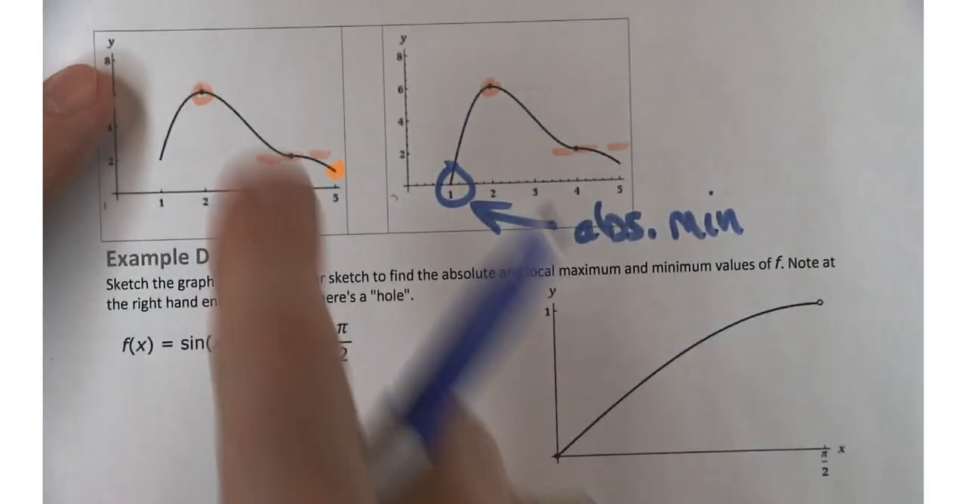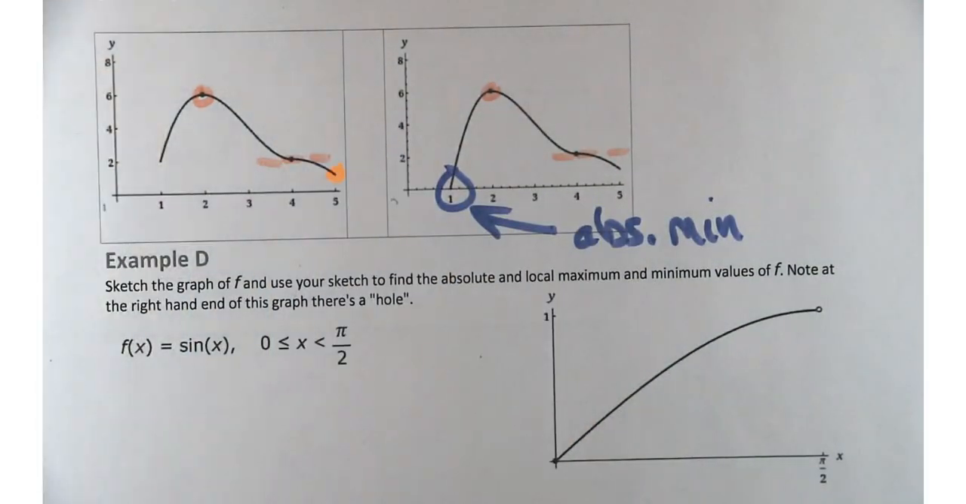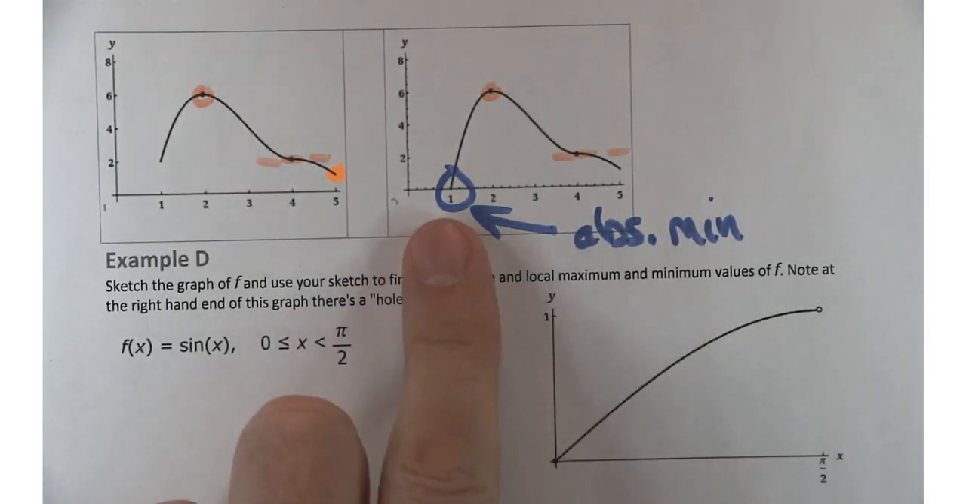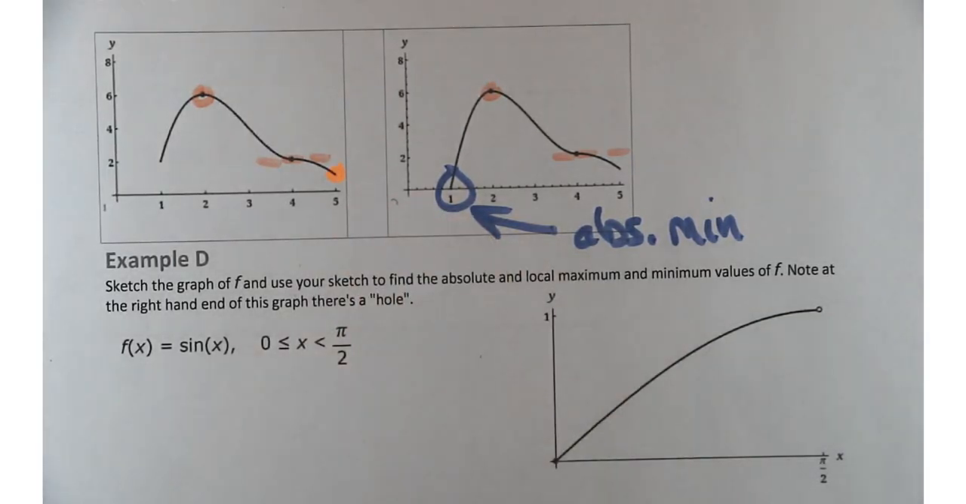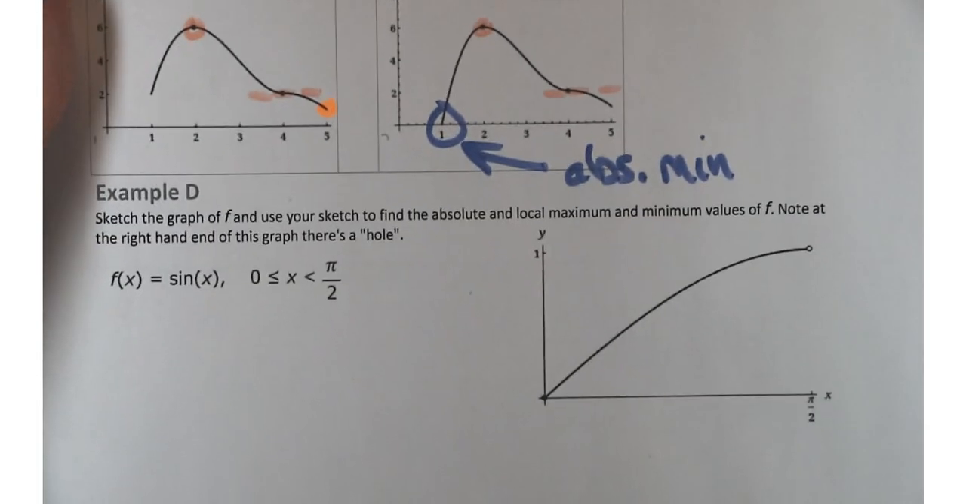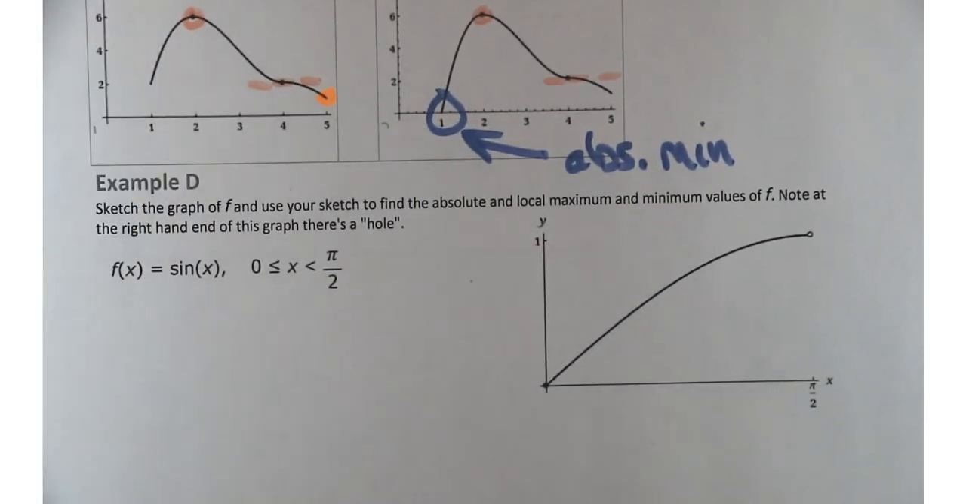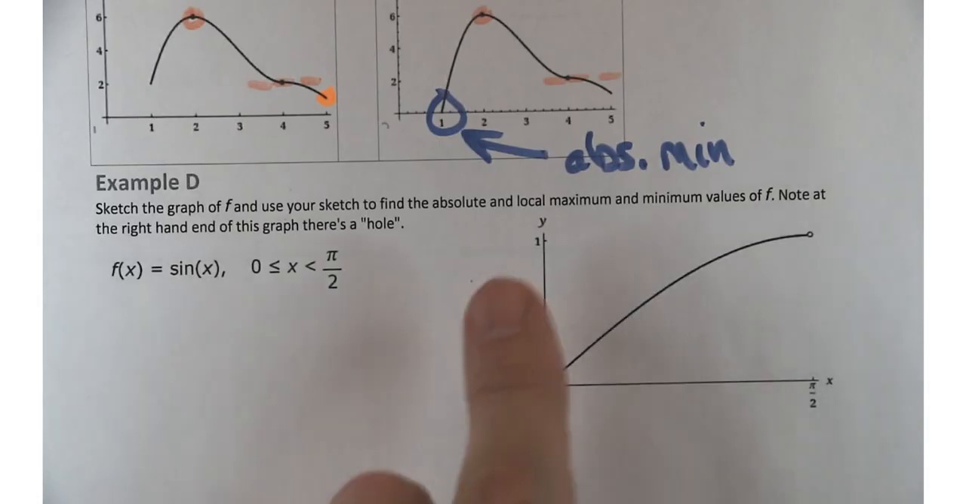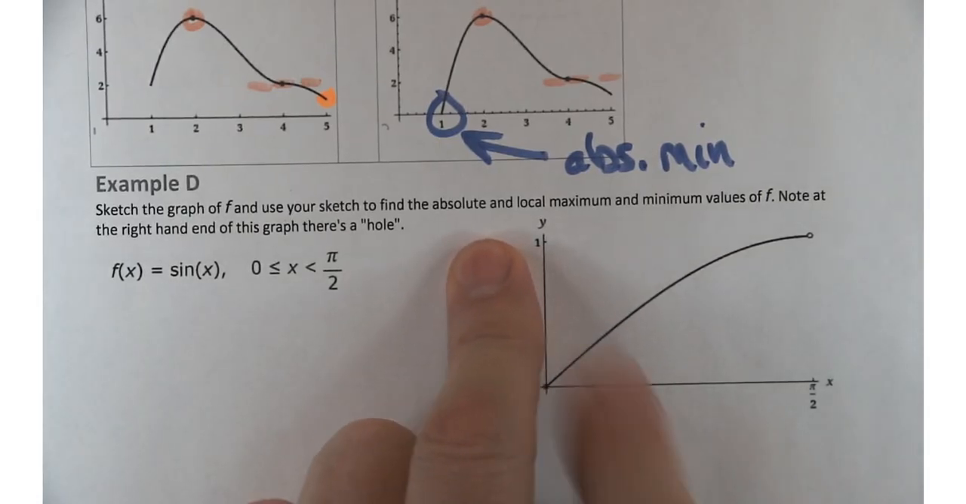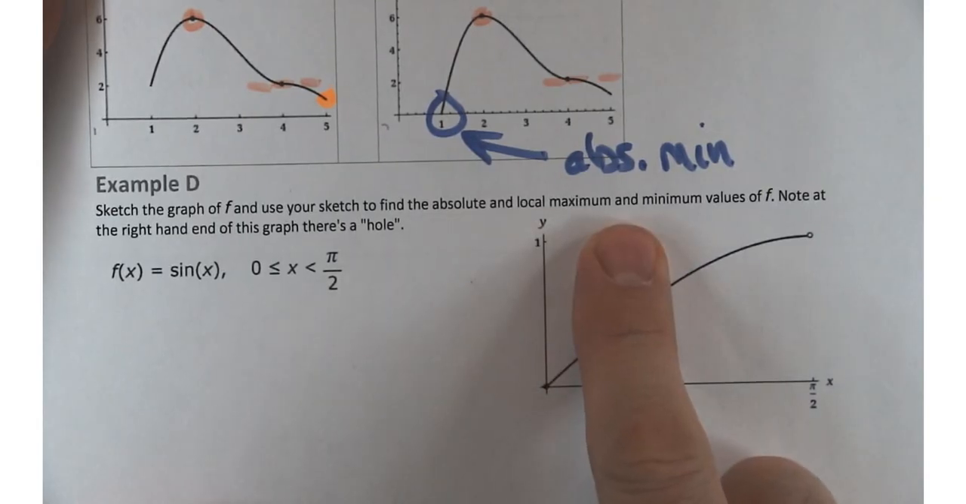So both of them have the absolute maximum that they're supposed to, just this one doesn't have the absolute minimum that it's supposed to. Let's move on down to example D. Try and introduce and really drum home a little bit this idea of absolute maximum and absolute minimum.